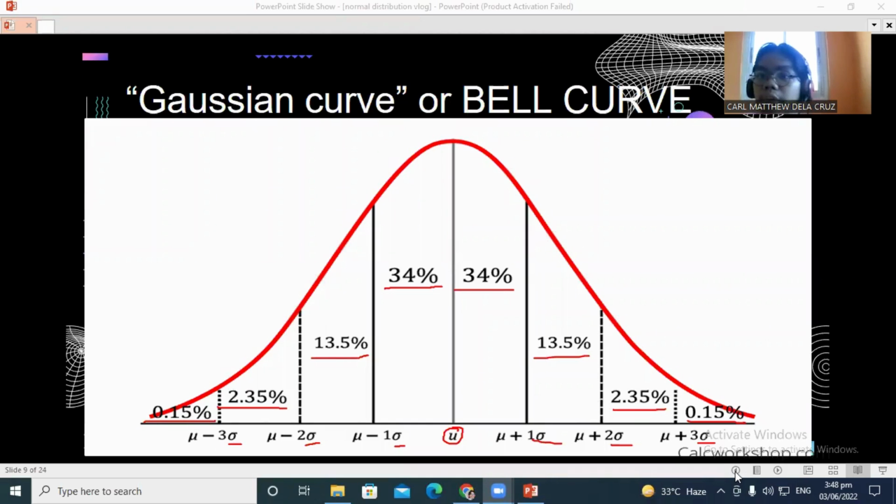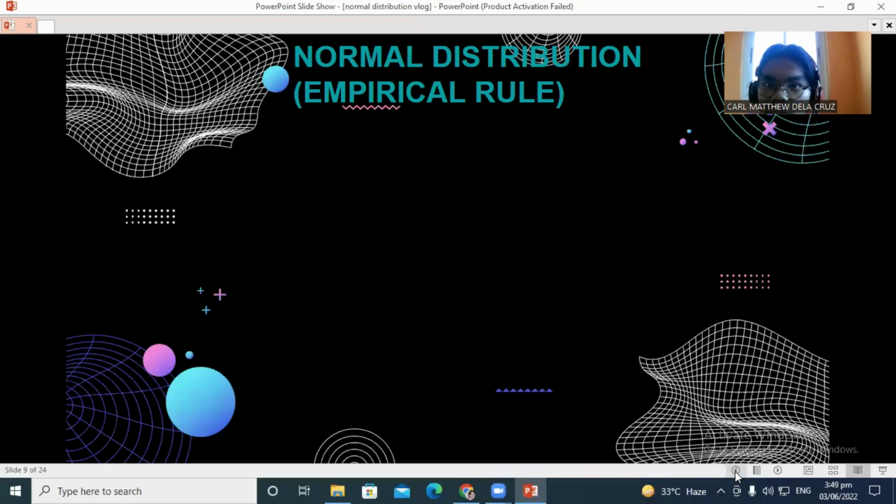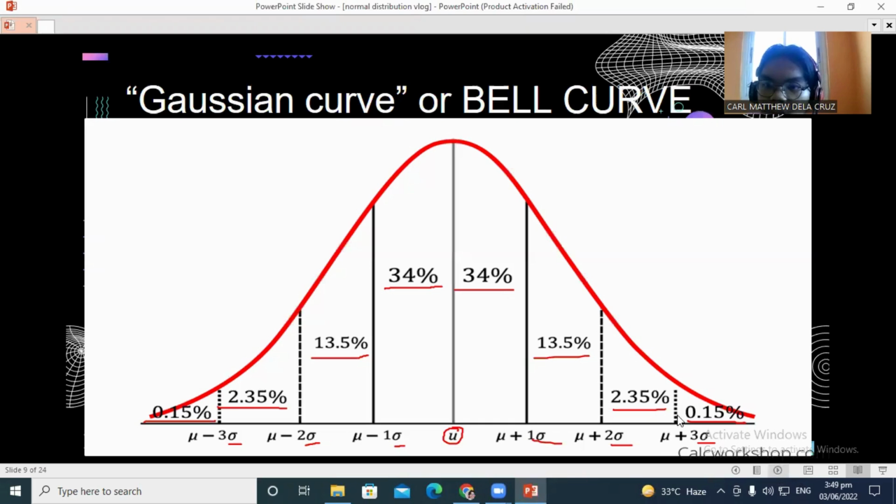So this is the Gaussian curve or the bell curve. In the normal distribution empirical rule, the Gaussian curve has corresponding percentages: 34%, 13.5%, 2.35%, and 0.15%. Overall, this is symmetrical, so somehow it is 50-50: 50 on the left and 50 on the right, and the center is our mean. The right side means positive, or add.